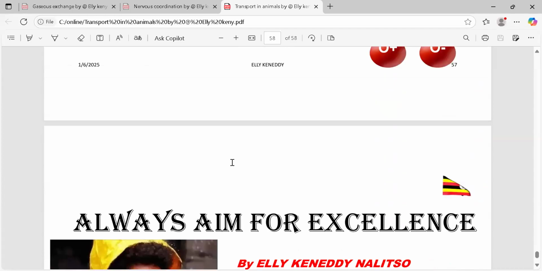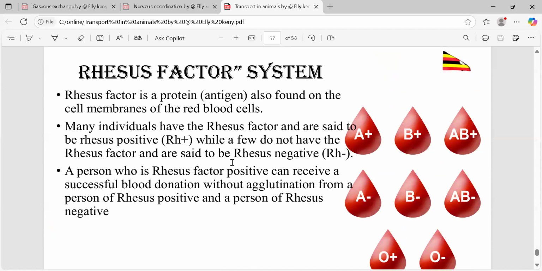But there is something we didn't add here. A person who is rhesus factor negative can always receive from a person who is rhesus factor negative. However, a person who is rhesus factor negative shall only receive blood from a person who is rhesus factor positive once in a lifetime. I don't know if you get me. They can receive from a person who is rhesus factor negative, and they can also receive blood from a person who is rhesus factor positive, but only once in a lifetime.